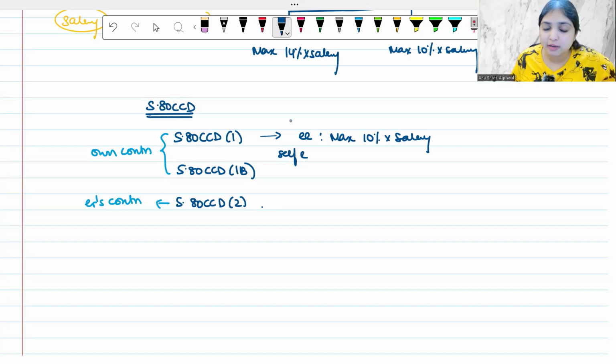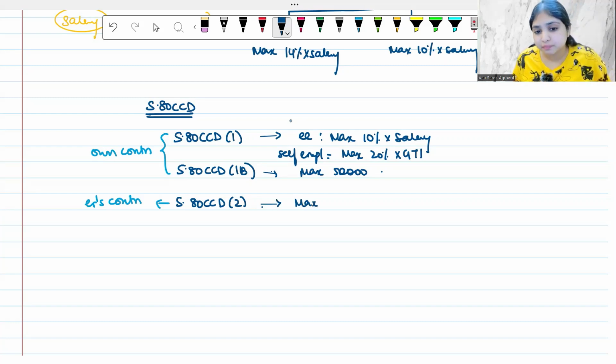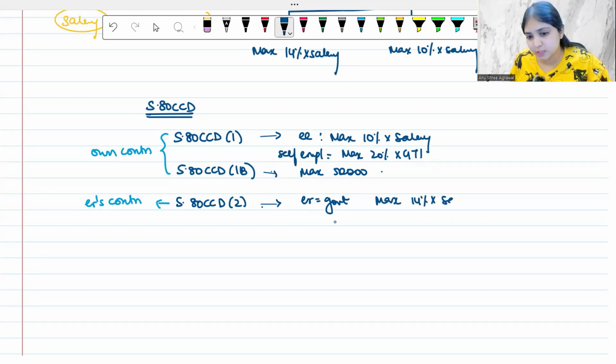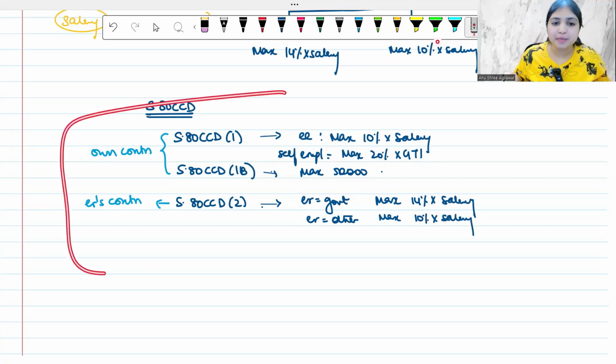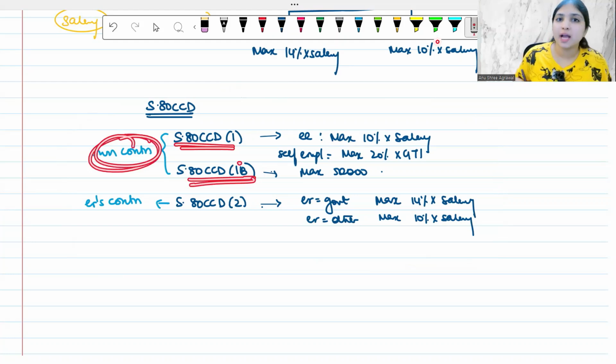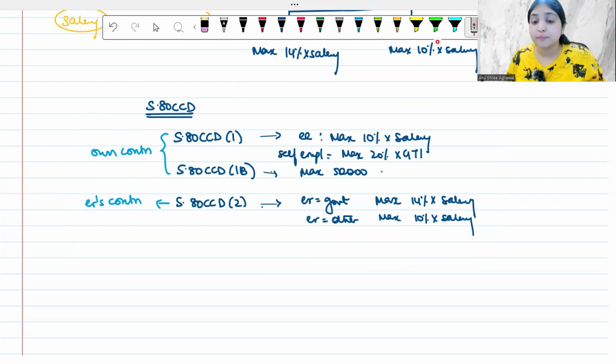If the assessee happens to be self-employed, how much do we allow under 80CCD1? Maximum 20% of GTI we allow. Under 80CCD1B, maximum 50,000 we allow. And under 80CCD2, how much do we allow? By the way, here it depends upon whether the employer is government or not. If the employer is the central government or state government, maximum 14% of salary is what we allow. If the employer is any other person, then maximum 10% of salary is what we allow. So this is a sort of summary of section 80CCD. Under 80CCD1, we allow own contribution. 80CCD1B also allows own contribution. 80CCD2 is for employer's contribution. And what do you mean by salary? Salary means basic salary plus DA forming part.